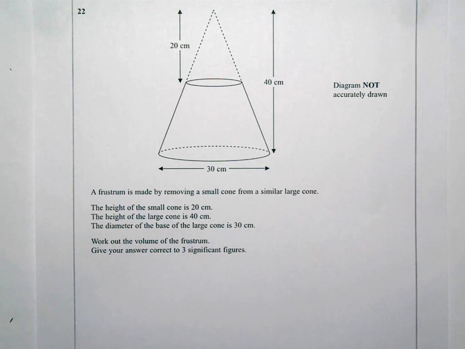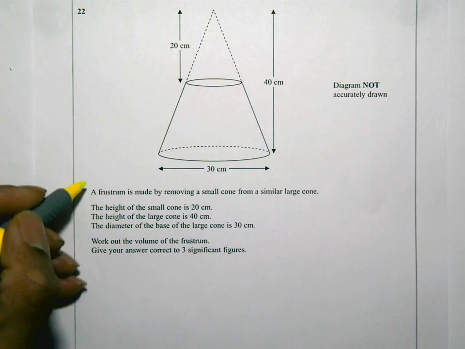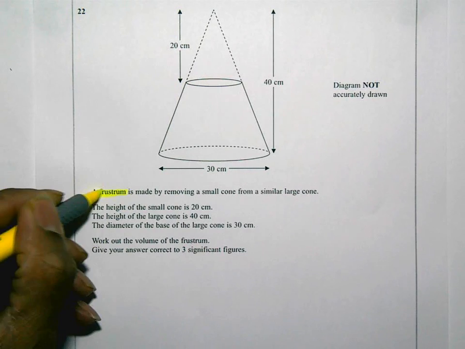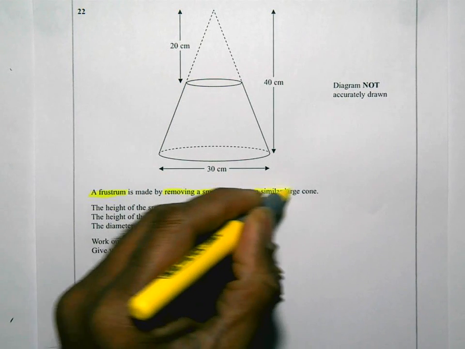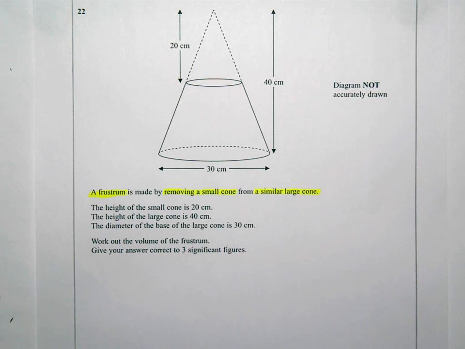This is question 22 on the higher calculator paper. Okay, let's read the question first. It said a frustum is made by removing a small cone from a similar large cone. So there are a couple of key words here.